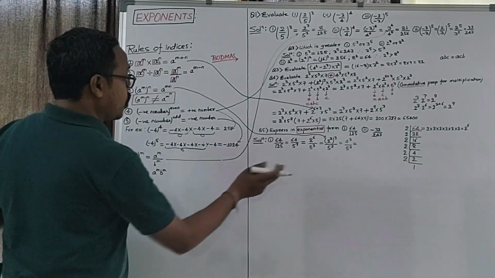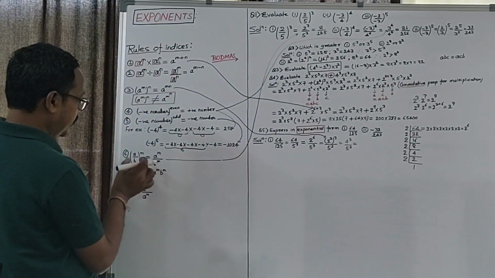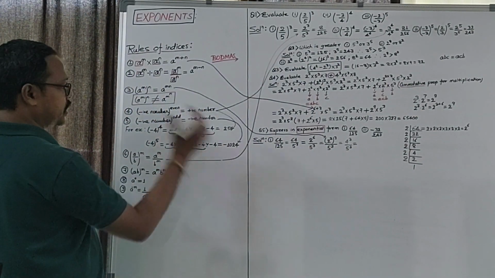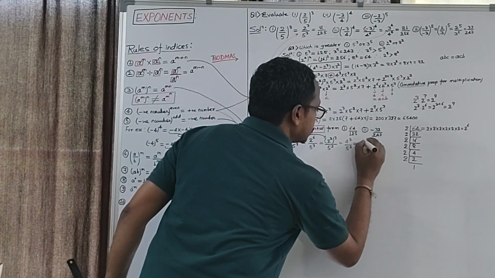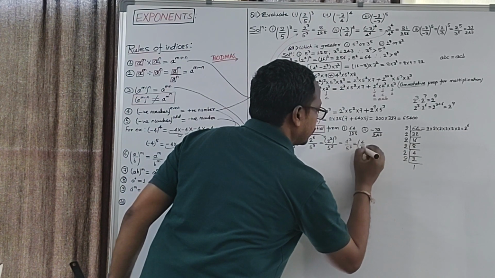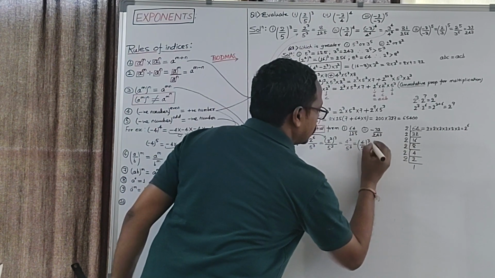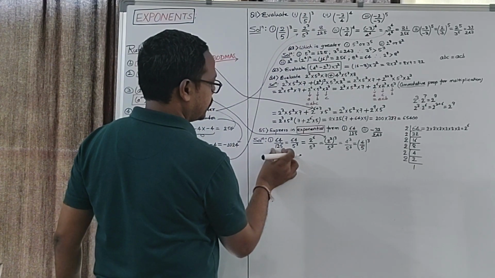So this time, what have we been given? We have been given this. So can we write in this form? Yes, we can write the reverse form, right? So using this, you can say it is 4 by 5 to the power 3. So this becomes the exponential form of this fraction, right?